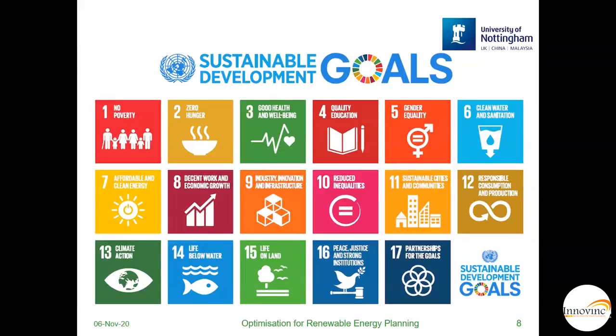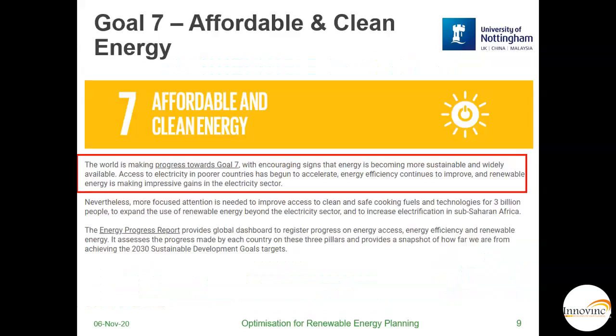In 2015, the United Nations launched the Sustainable Development Goals, SDG. Two of the important goals that I would like to highlight are Goal number 7, affordable and clean energy, as well as Goal 13 on climate action. For Goal 7, it clearly spells out that renewable energy has to make progressive gains in the electricity sector, while energy efficiency continues to improve.